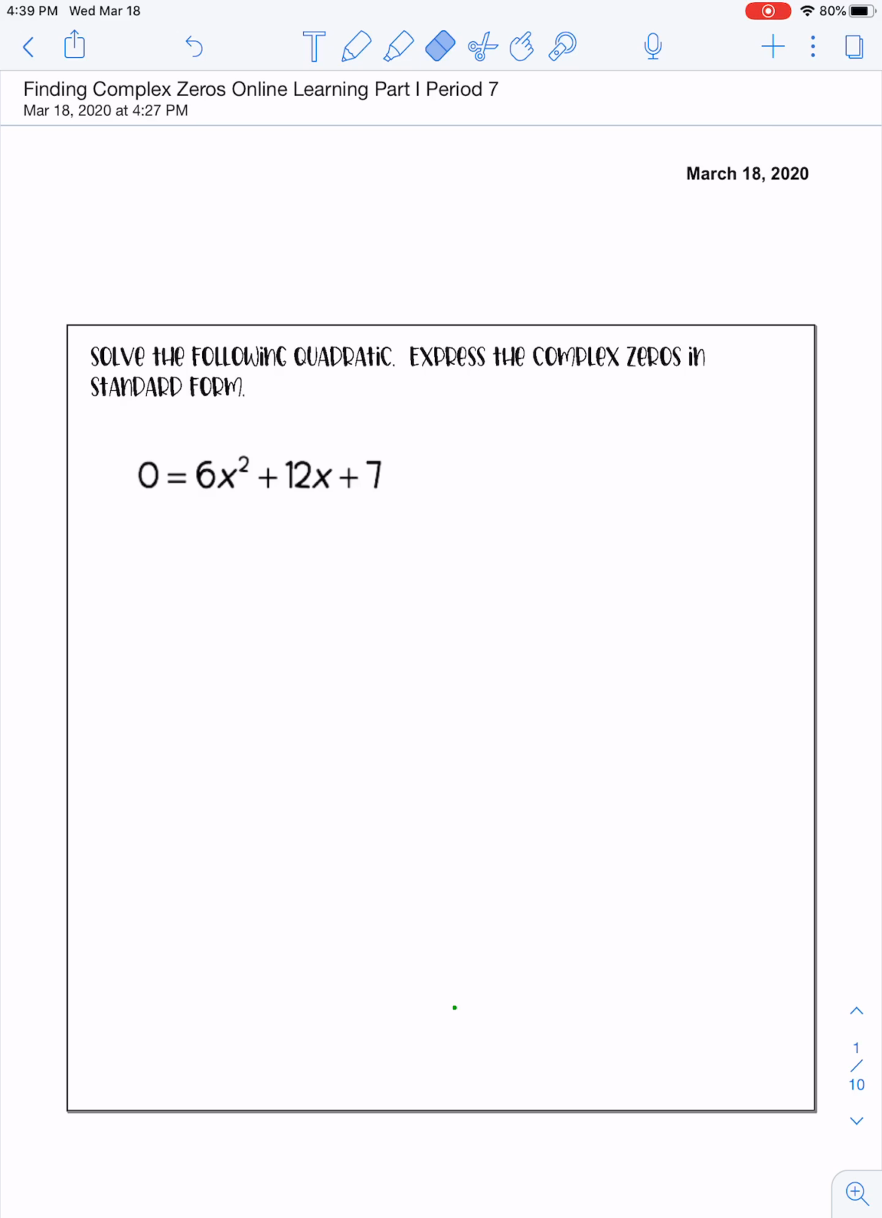Okay, guys, here we are, back again. Finding complex zeros is the next topic. We already talked about complex numbers. I think you guys are good with that. If not, please send me questions through Google or WhatsApp.